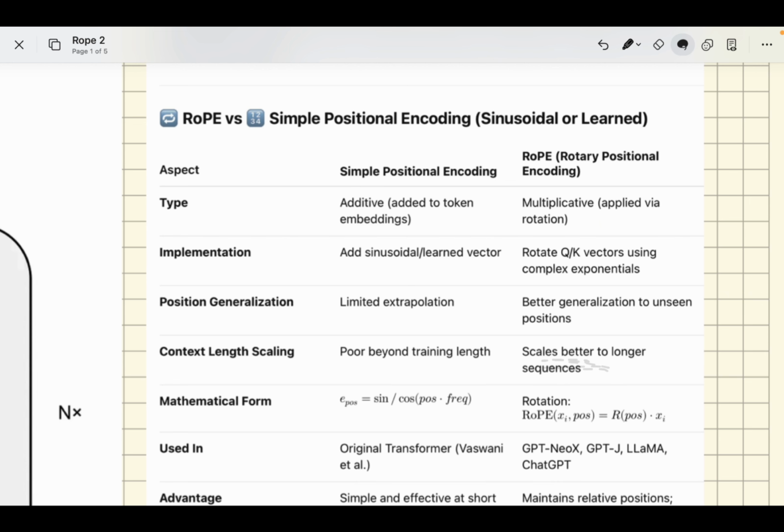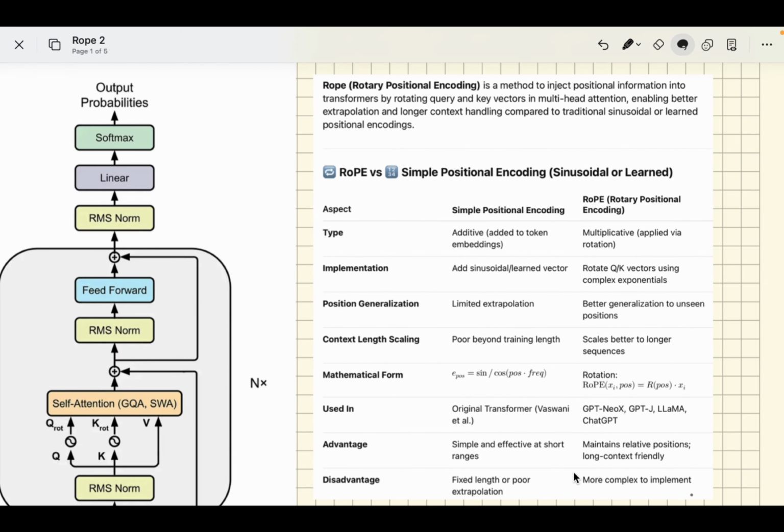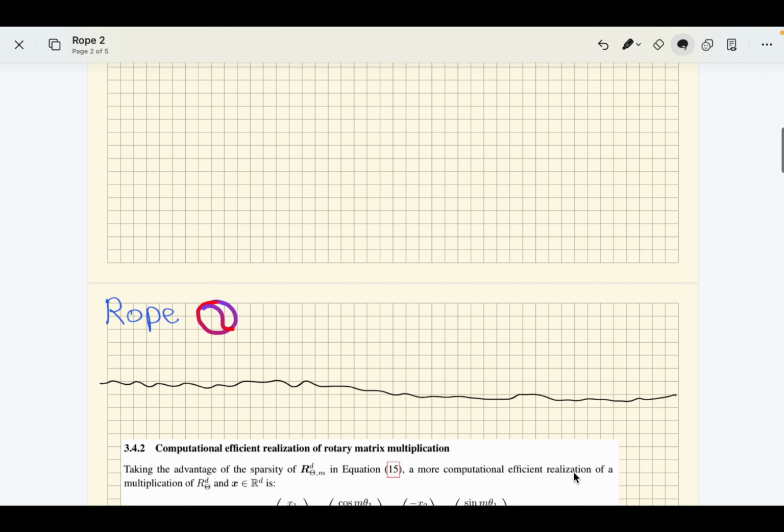And the way that it works is, in the previous, simple version, it is just adding sinusoidal vectors or learned vectors, but here we rotate the Q and K vectors using complex numbers and complex exponentials, and we will see what that means in a minute. It's maybe a little bit harder to understand because of its implementation, but we will dive deep into that and see how it exactly works.